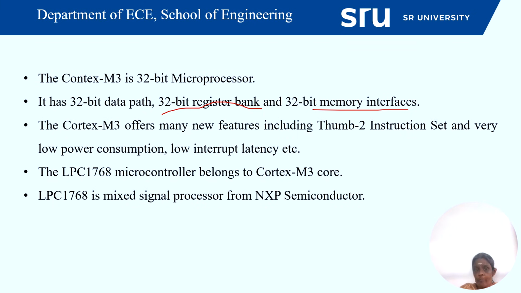The Cortex M3 offers many new features, including the Thumb 2 instruction set. Thumb 2 technology I already explained. It is the conversion of 16-bit to 32-bit instructions, and very low power consumption. This is due to the sleep mode property of the Cortex architecture, and the low interrupt latency. So it is due to the NVIC.